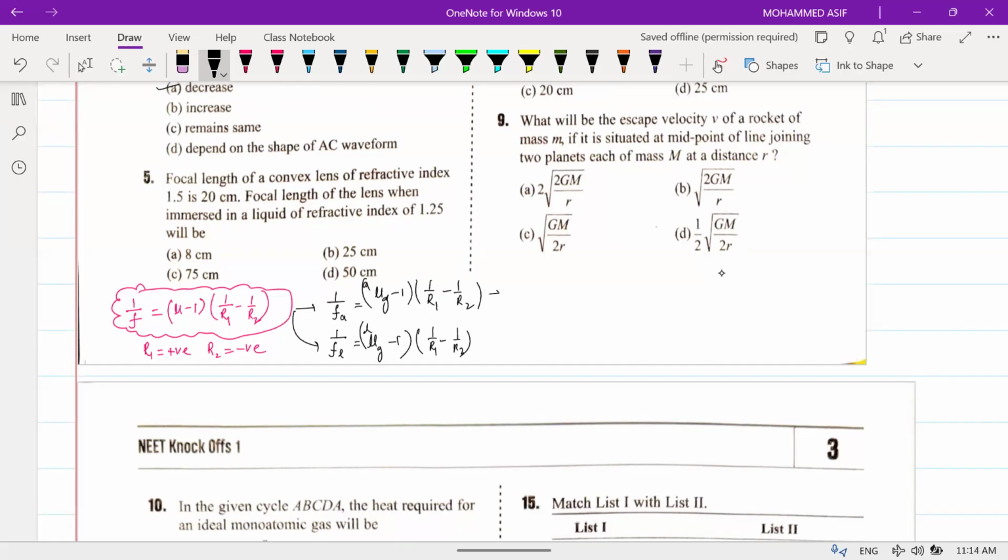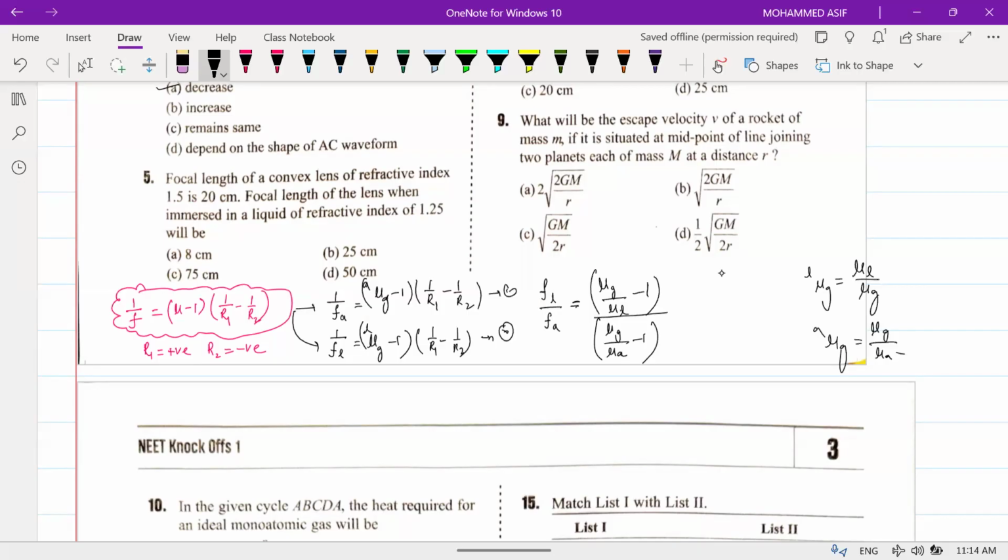If I take the ratio of these two, 1 divided by 2, focal length in liquid divided by focal length in air, these two factors will get cancelled. Whenever you write refractive index of glass with respect to liquid, it means refractive index of glass divided by refractive index of liquid. Refractive index of glass with respect to air means refractive index of glass divided by refractive index of air. So focal length in the liquid divided by focal length in air will be equal to refractive index of glass divided by refractive index of air minus 1, divided by refractive index of glass divided by refractive index of liquid minus 1.